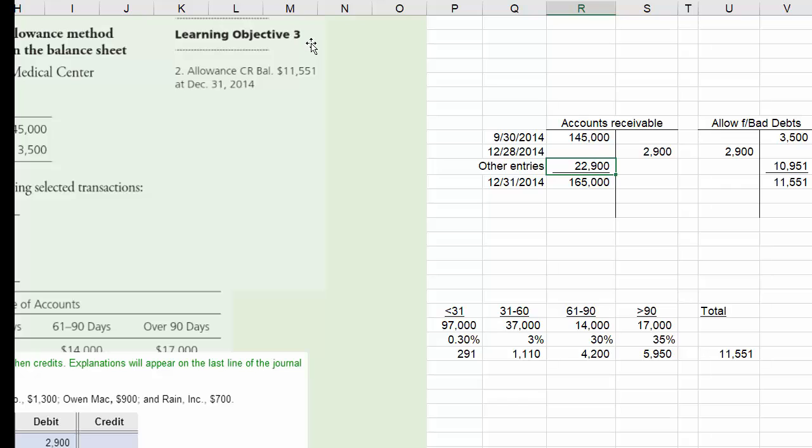Obviously we would have a debit to accounts receivable and a credit to sales every time we made a sale, and then every time we collect money, there's a debit to cash and a credit to accounts receivable. Now there could be other transactions as well, but the point is these other entries aren't really critical. It's that 165 we need.